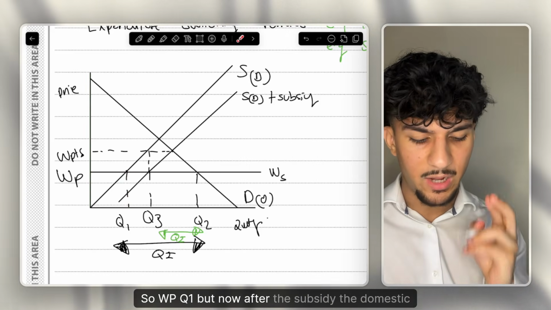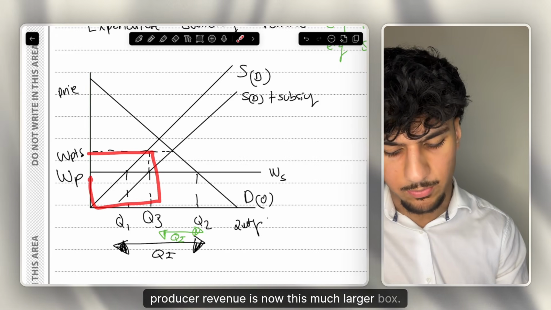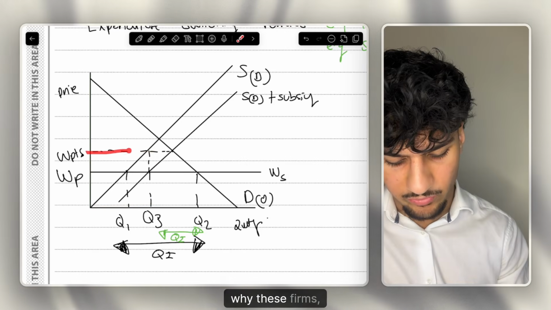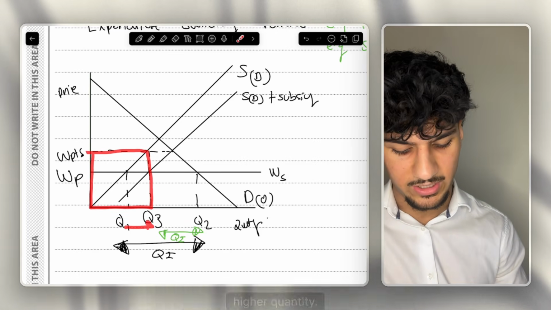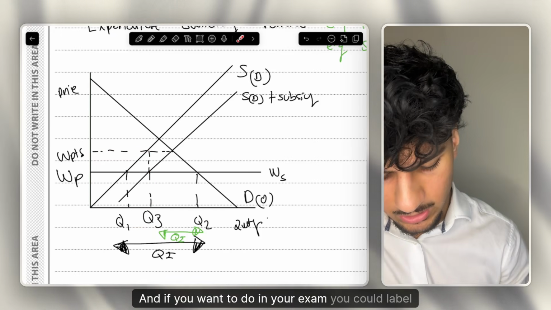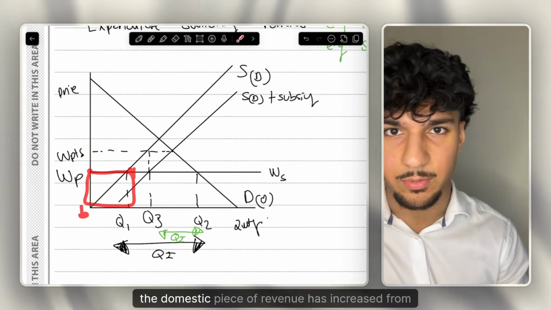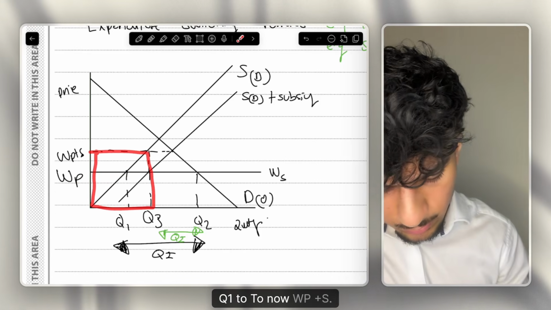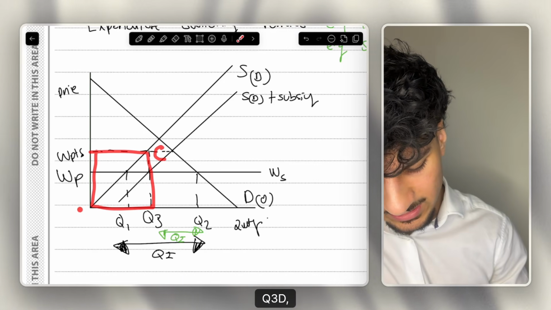But now, after the subsidy, the domestic producer revenue is this much larger box. And that, of course, shows the incentive and shows why these subsidized firms are deciding to produce a higher quantity. If you wanted to, in your exam, you could label WP, A, B, and say the domestic producer revenue has increased from WP, A, B, Q1 to now WP plus S, C, Q3, D, something like that.